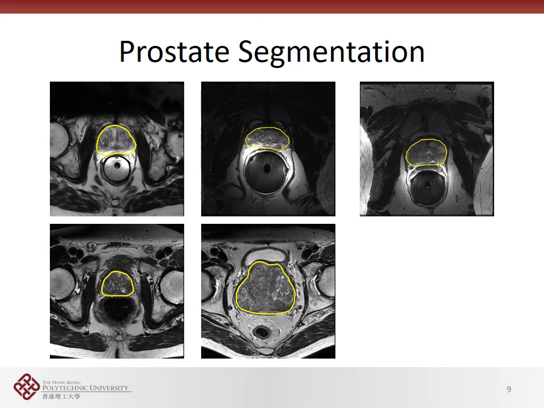In addition, prostate has a wide variation in size and shape among different subjects. So this figure shows the challenges in this task. You can see in different MR images, the shape, size, and appearance of a prostate is quite different. So it's quite difficult to develop an automated segmentation algorithm to comprehensively deal with all these cases. Quite difficult.